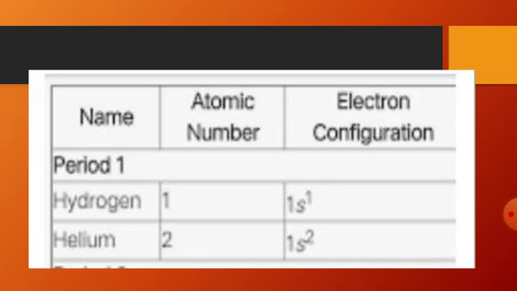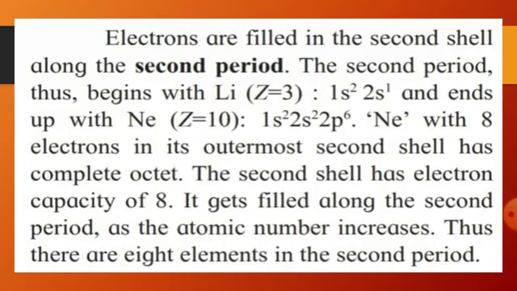As we have studied the first period electronic configuration, let's move forward towards the second period electronic configuration. Here electrons are filled in the second shell along the second period. The electron now will enter the second shell in the second period.